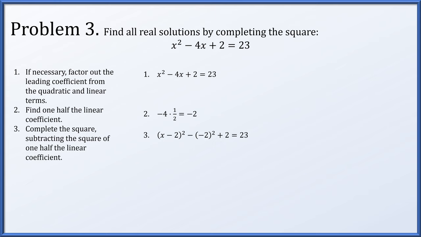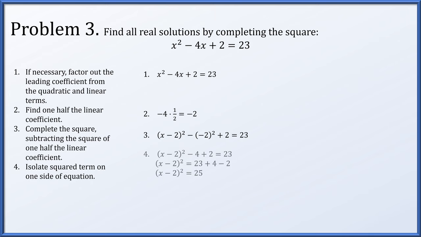And we already had the plus 2 hanging out and the 23 on the right. Now we just need to isolate the squared term on one side. Okay, so that negative 2 squared is 4. We have negative 4 plus 2. We're going to move those over to the other side by a plus 4 and a minus 2. So now we have x minus 2 squared isolated by itself, and it's set equal to 25.